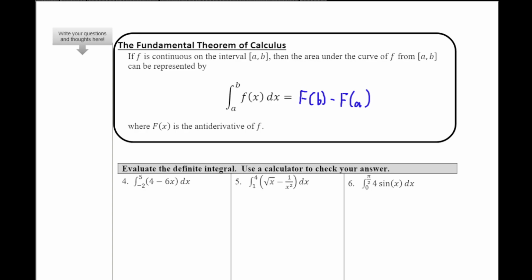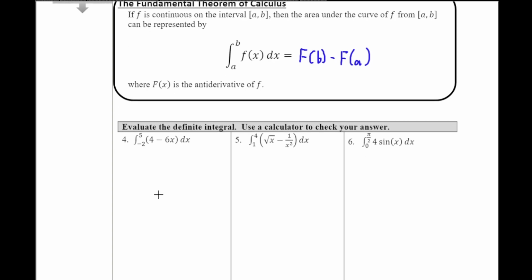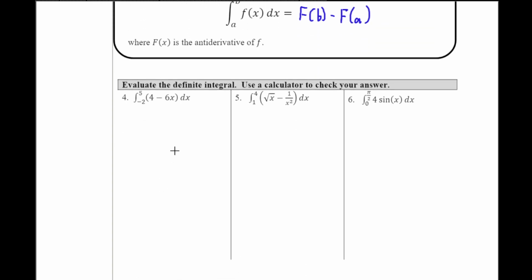We're going to do some examples with this. Evaluate the definite integral, and use a calculator to check your answer. All these questions you can do on your calculator like we learned in the previous lesson, but we're going to try these by hand because you're going to need to know how to do that. So we have the integral from -2 to 5 of 4 minus 6x.